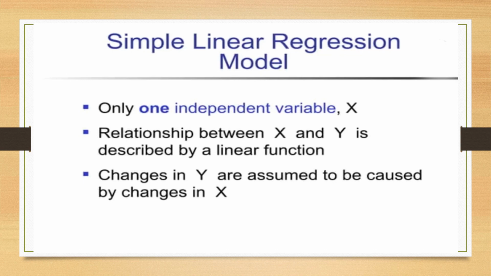So here is the simple linear regression model. Only one independent variable will be there, that is represented as x. The relationship between x and y is described by a linear function. Changes in y are assumed to be caused by the changes in x. This is the simple linear regression model.